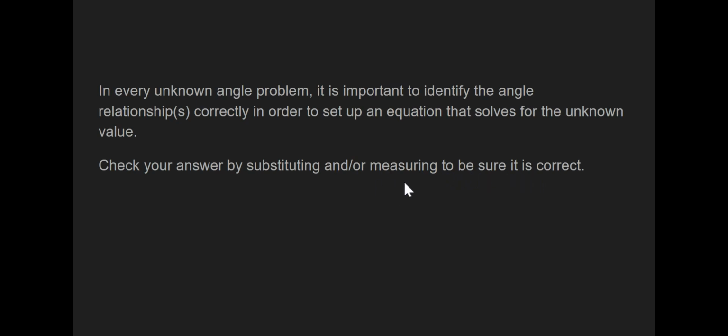When it says measuring, you'll be using a protractor. Now, being that we're not physically together and I can't really show you how to use a protractor at the moment, just check your answer the same way we usually check any of our answers when solving for a variable.